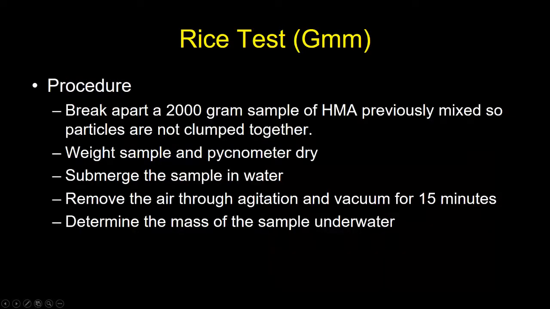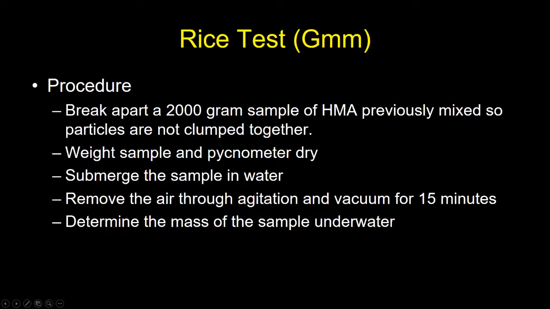Procedure: you want to break apart a 2,000 gram sample of hot mix asphalt. This was our small can that we made and mixed. We didn't show it in the video, but that's what we do. And instead of compacting it, you mix it together, and then you let it sit out and cool down, and break it apart by hand so that there are not clumps of asphalt stuck together. And then you weigh the sample and pycnometer bowl dry.